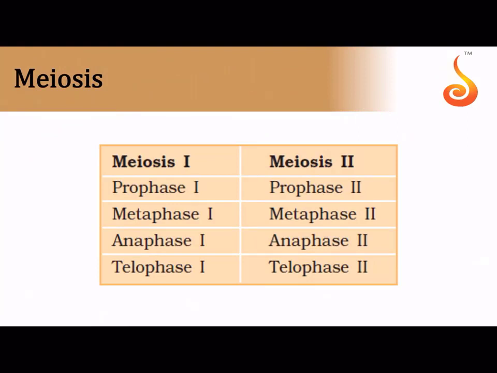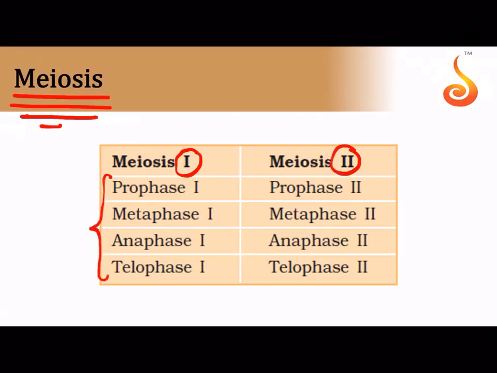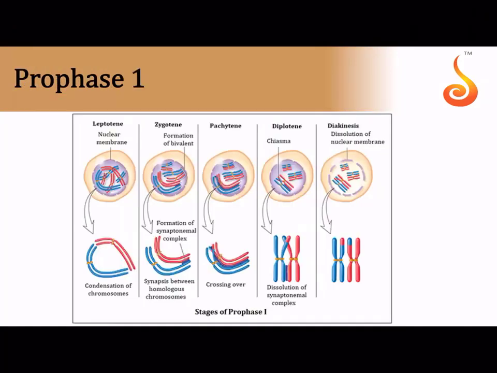Meiosis is called reductional division. What we just finished, mitosis, is called equational division because the daughter cells have the same number of chromosomes as the mother cell. But in meiosis, we call it reductional division because there is a reduction in the number of chromosomes. Meiosis happens in two stages, meiosis 1 and meiosis 2. Meiosis 1 has all four stages: prophase 1, metaphase 1, anaphase 1 and telophase 1. Meiosis 2 also has all four stages.